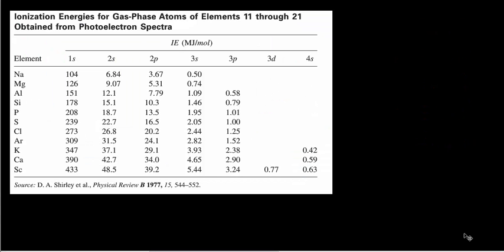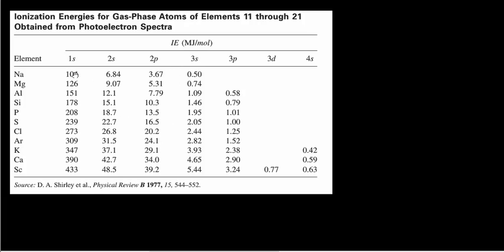Now let's look at some data for the third row of the periodic table, beginning with sodium. So the sodium photoelectron spectra, let me tell you what this table is about. This table shows ionization energies for gas phase atoms of elements 11 through 21. So that's looking at the third row and a little bit on the fourth row of the periodic table. So we're kind of going to go through and see if there's some patterns.